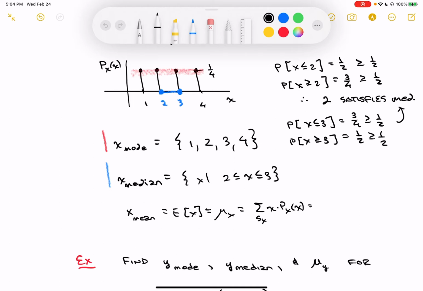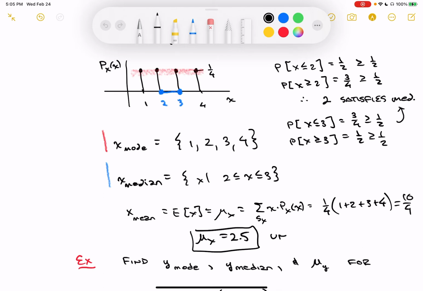In this case, there are 4 values in the range space, 1, 2, 3, 4. All of them have the same Px. So I'm going to get a 1/4 times the value of x, summed up over those 4 values. So I'm going to have 1 plus 2 plus 3 plus 4 as the expansion of that sum. 4 and 3 is 7, and 2 more is 9, and 1 is 10. So this is going to give me 10/4, or mu x equaling 2.5. That mean value is unique, as we expected. So it's a single value, and anytime I need to use that particular average, I know exactly what to use. I wouldn't necessarily know which one to use here.